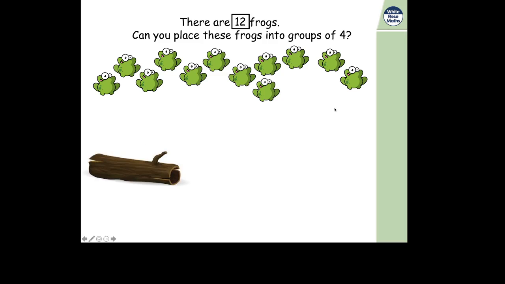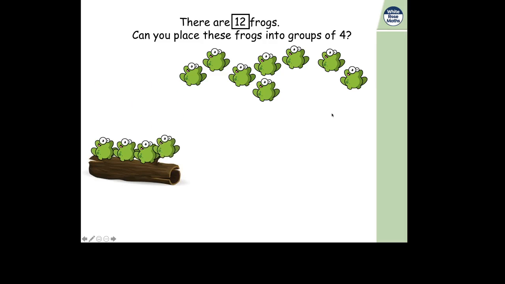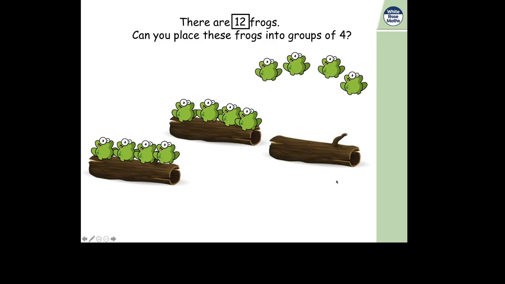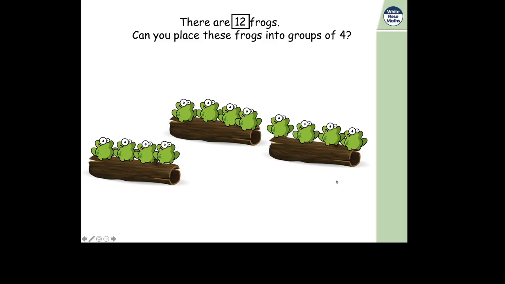So I'm going to get some frogs to sit on a log. So we're going to have 1, 2, 3, 4. So that's one group of 4. Another group of 4. And another group of 4. So altogether we have 3 groups. 1 log, 2 log, 3 log. There's our circles that we've been doing earlier on in the week. There's our groups, and we've got 4 in each group. 1, 2, 3, 4, 1, 2, 3, 4, 1, 2, 3, 4.